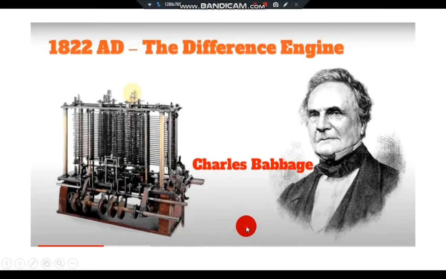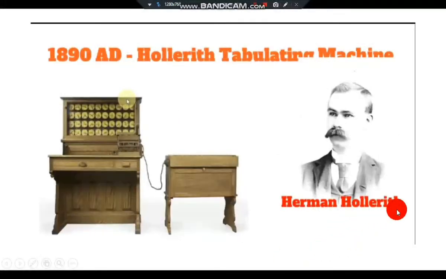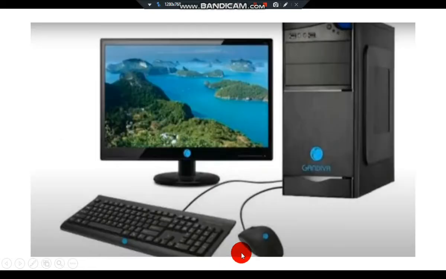After Charles Babbage, Herman Hollerith also developed a device for calculation, the Hollerith tabulating machine, in the year 1890 AD. These are the devices found before the invention of computers, all used for calculation. Only after that did we get the computer. Nowadays you see a computer like this, with monitor, CPU, keyboard, mouse. This type of device came only after the foundation of these earlier devices.